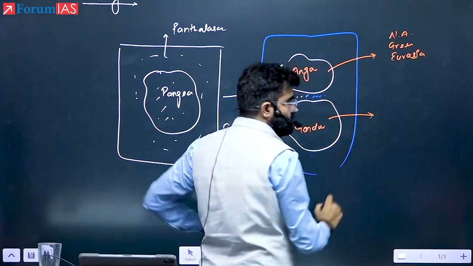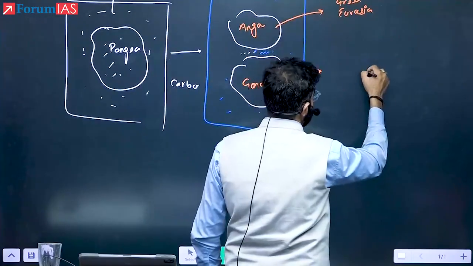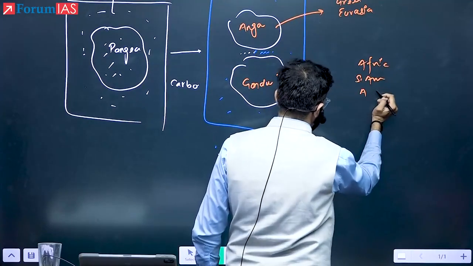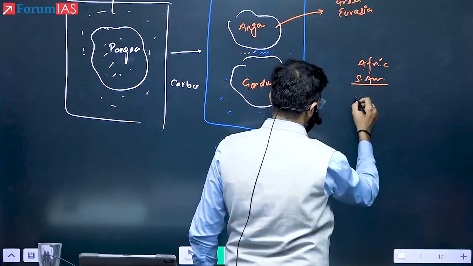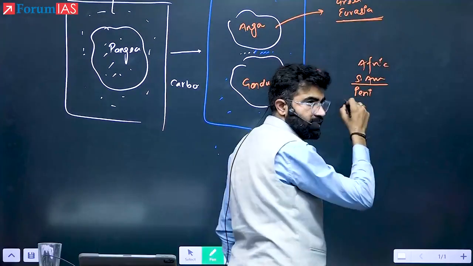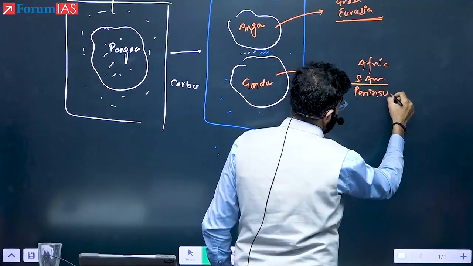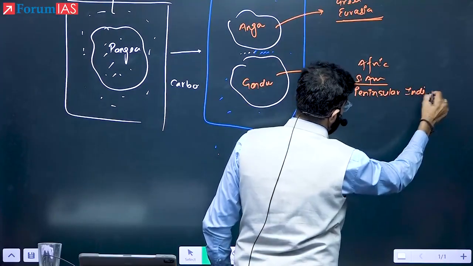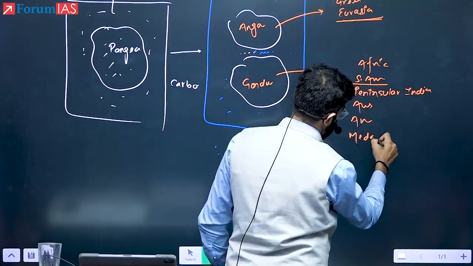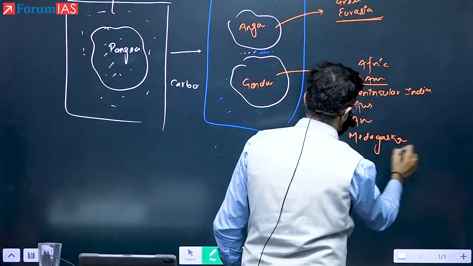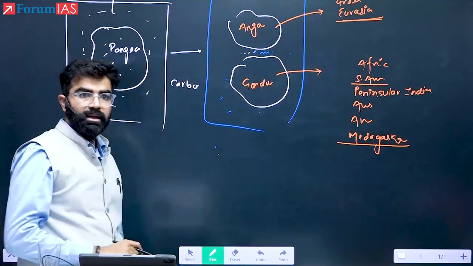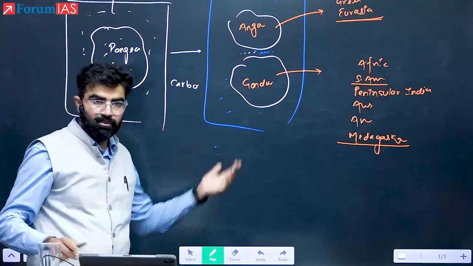Whereas Gondwana land will break into, tell me, Africa, South America, then peninsular India. The Asian part is here also, Eurasia. Then Australia, Antarctica, and Madagascar. So this is how the land masses came out of the same Gondwana land.